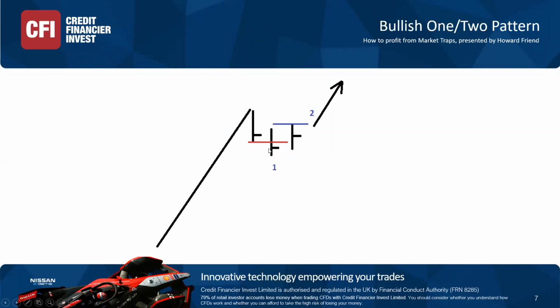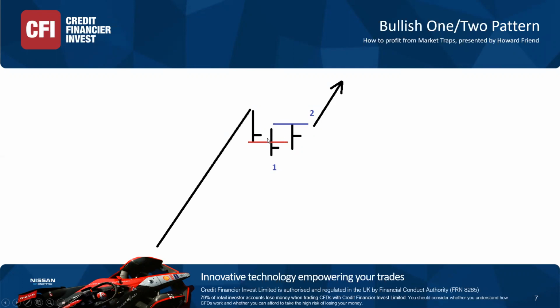So where does the trigger come? How do we know that the correction has finished and that we should take a long position? Well, having seen the 1 to the downside, I look for the break above the nearest 2-bar high. That's what I call the setup 1, 2. So we have a 1 to the downside, and then we have a 2 to the upside.